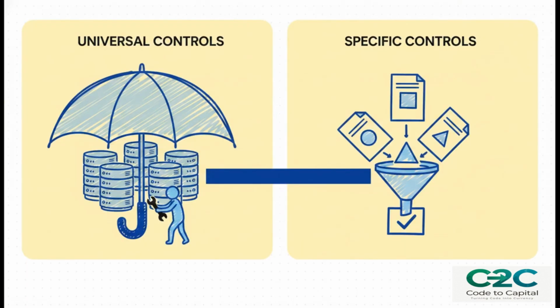Before we look at the specific domains, we really need to clear up what is probably the most common beginner confusion in IT audit: the difference between general controls and specific transaction controls. ITGCs, the general controls, apply universally across the entire IT environment.